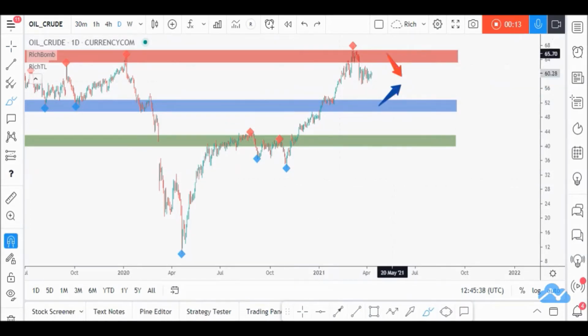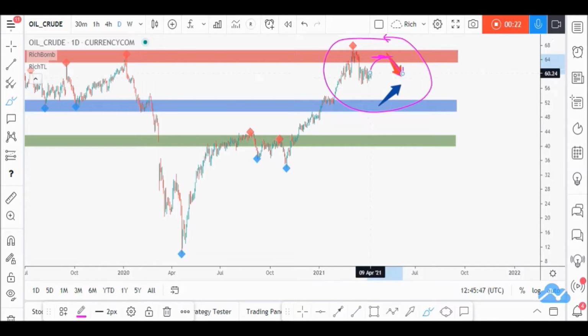As we can see, crude oil is sitting inside what I call this floor. So the upper one is our ceiling, which acts as a resistance, so we'll be looking for sell setups as price approaches it. And the lower one is the floor or the support, where we'll be looking for buy setups.